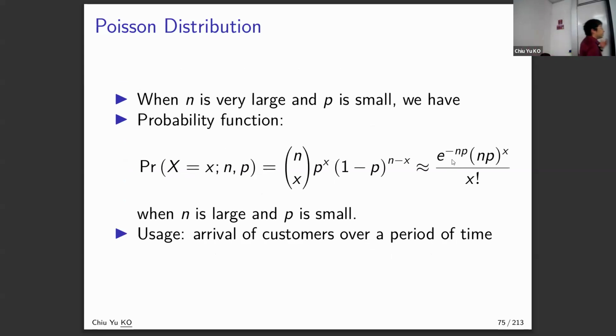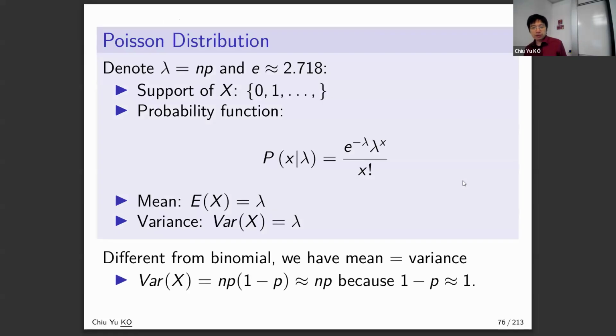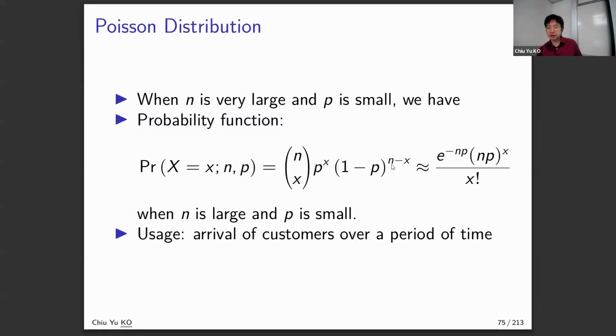Where e is a number, 2.713, okay? And that's it. The denominator is a factorial, which is a multiplication. When x is an integer, you just multiply 1, 2, 3 up to x. So that would be the formula, because you will see n and p always appear at the same time.